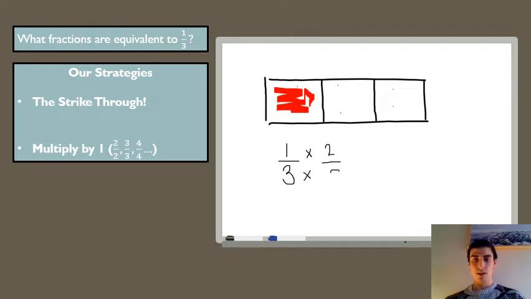So I'm going to take 1/3, I'm going to multiply it by 2/2. So 1 times 2 is 2, the numerator. 3 times 2 is 6, the denominator. Oh yeah, we found that 1/3 equals 2/6. Let's try another one.